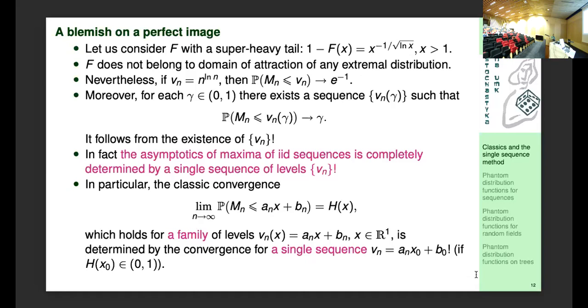Of course, it is important to know that this sequence v_n can be of this form, a linear form. So this is additional information. But from the point of view of the limit, it's clear that we don't need it, because the asymptotic behavior of those probabilities is determined by one sequence of levels. There is no essential information in the other sequences.